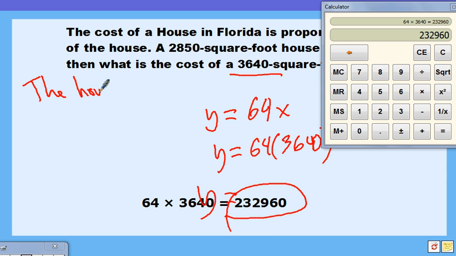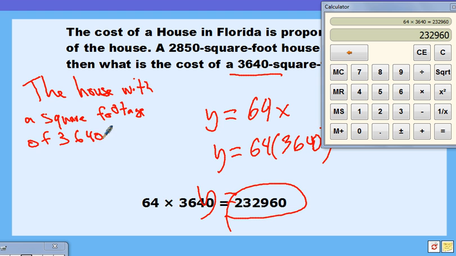So the house with a square footage of 3,640 costs $232,960.